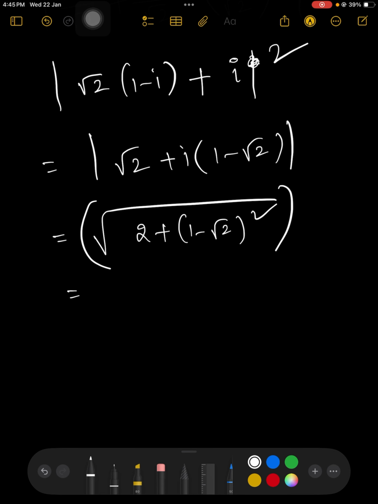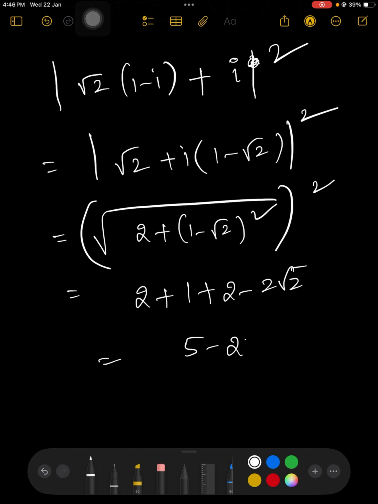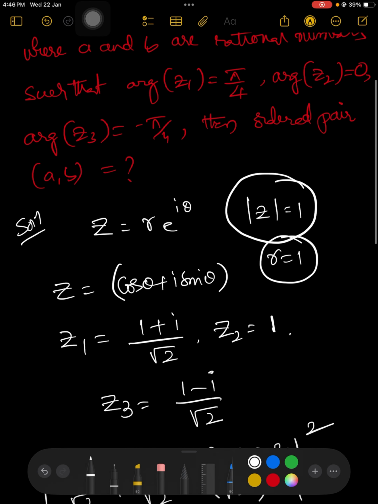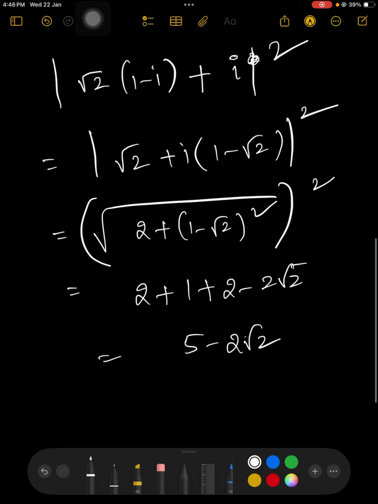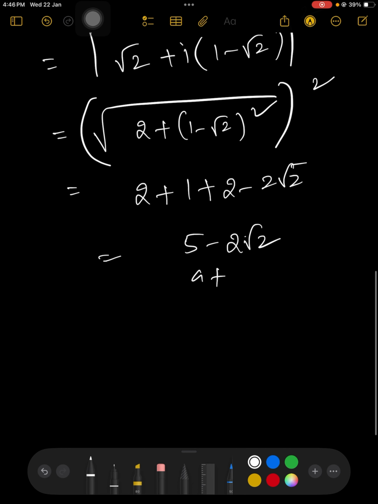Anyway, we have a whole square, right? Then it is 2 plus 1 plus 2 minus 2 root 2, then it is 5 minus 2 root 2. Then the ordered pair a comma b, because it has to be compared with a plus b root 2, then a plus b root 2. Now a comma b is nothing but 5 comma minus 2.